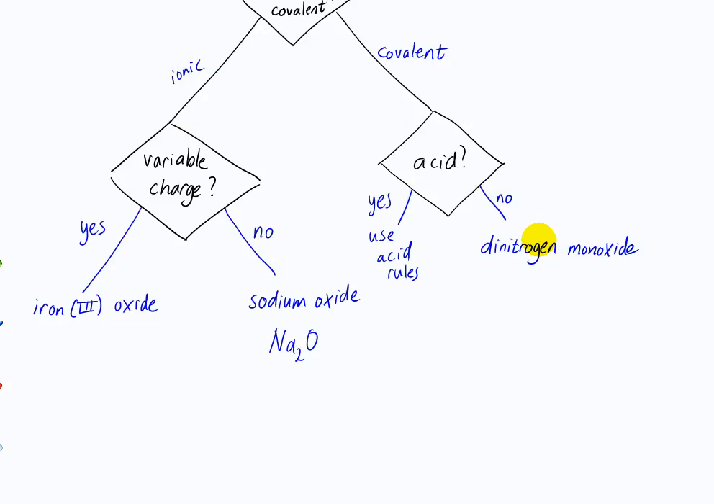So the key to the naming is getting it in the right category. I think you can all do the rules just fine. It's getting it in the right category that usually causes the errors. That and not knowing your anions, ultimately.